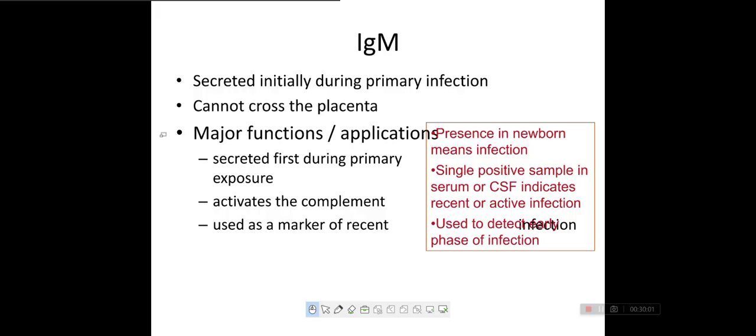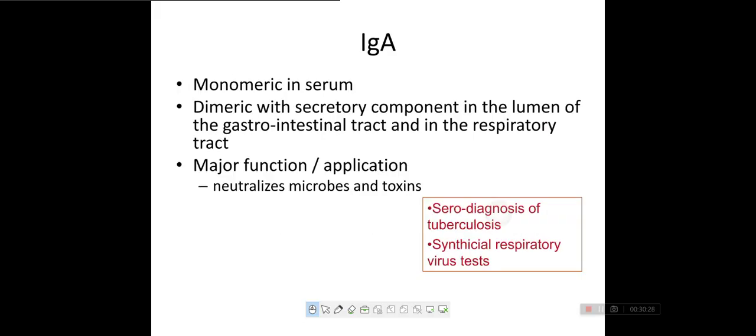IgM is secreted initially during primary infection. When the first infection attacks the body, the level of IgM will increase. But the second time, the level of IgG will increase. Remember this. IgM cannot cross the placenta. Major function: it is secreted first during primary exposure, activates the complement, and is used as a marker of recent infection.